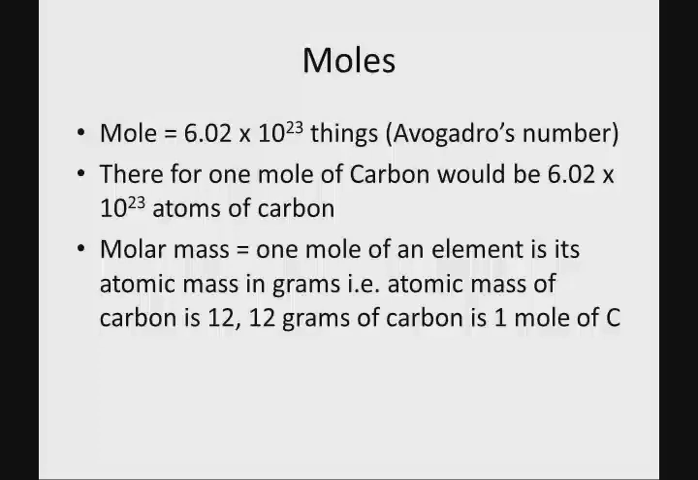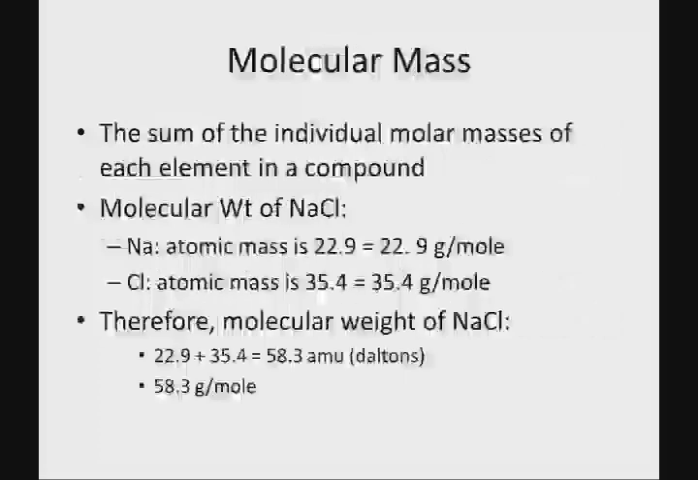And that happens then to correspond to the molar mass of that particular element. So the beauty of the system is that the atomic mass of carbon is 12, and therefore 12 grams of carbon is 1 mole of carbon. So if you had 12 grams of carbon measured out very, very accurately, you'd have 6.02 times 10 to the 23rd atoms approximately of carbon.